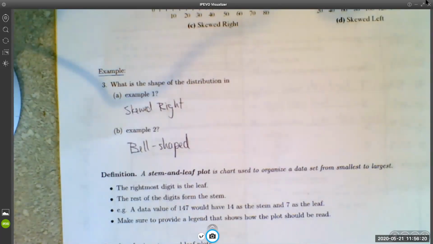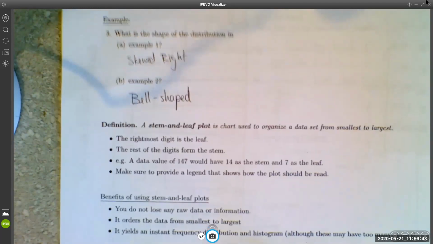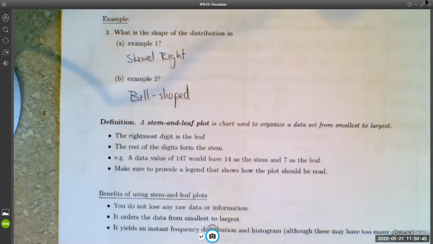There is a little bit of subjectivity here, right? It's a little bit subjective what shape you say these distributions have. In the future, we'll have a more mathematically rigorous way to determine if something is bell-shaped, because that's going to be really important for us to determine if something has a bell-shaped distribution.